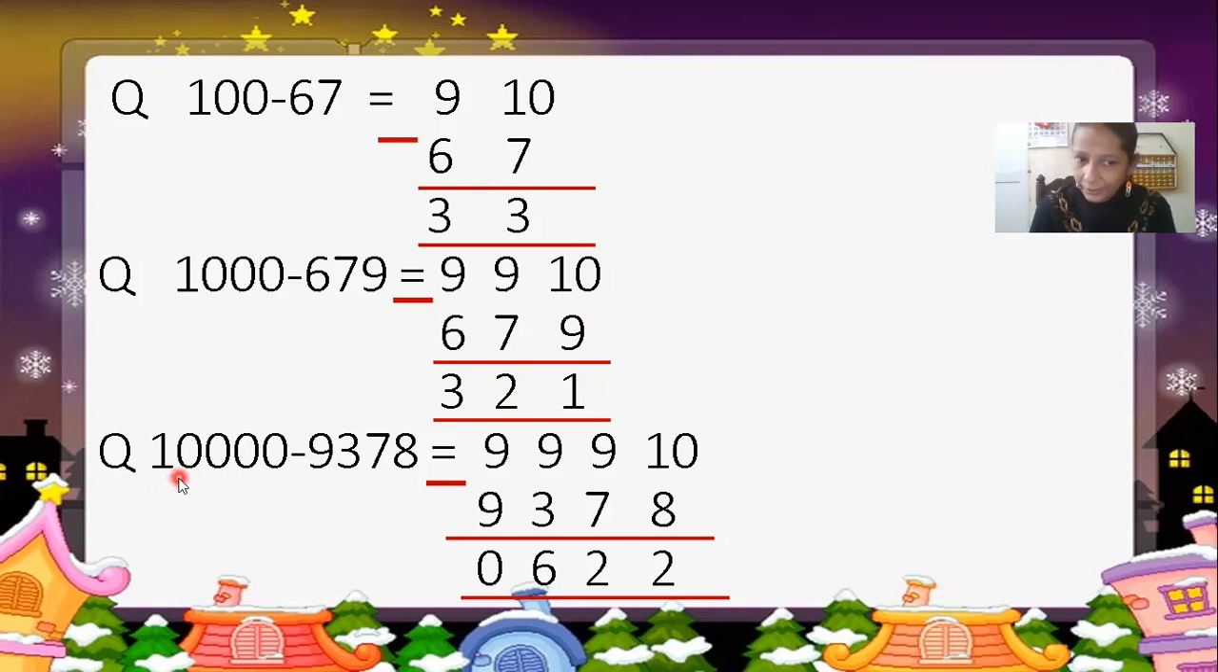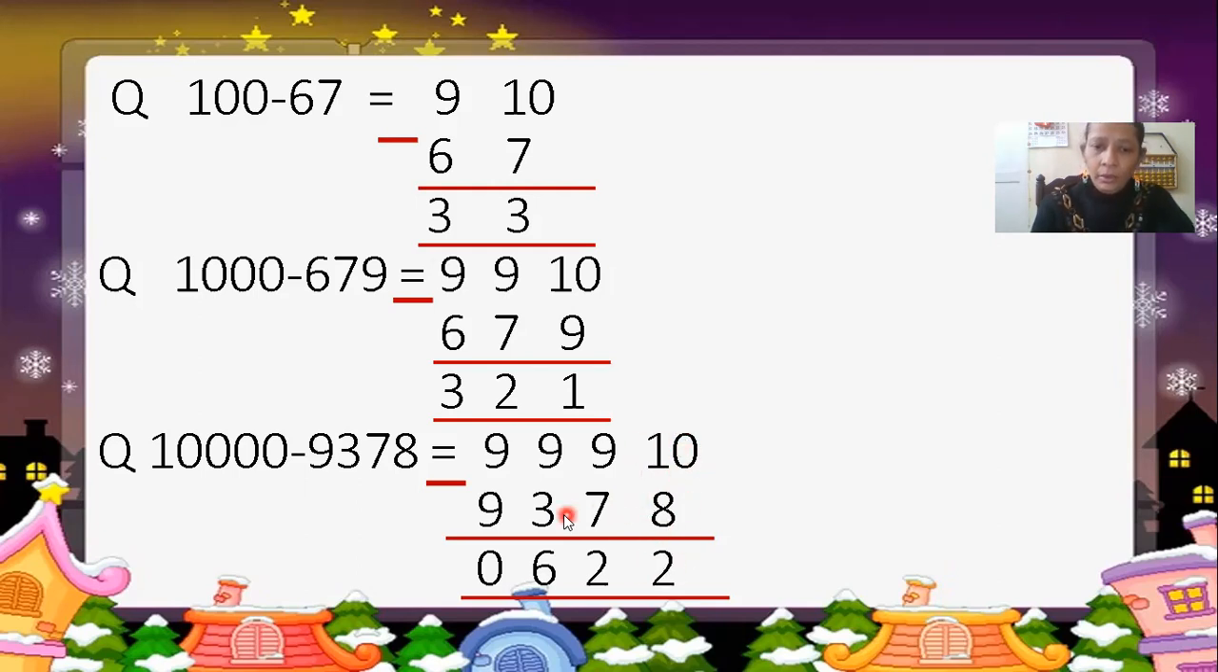Now you look at the next question. From 10,000 you have to do minus 9,378. So what is the last number in this? 8. You can clearly see this 8 is the last number. So you know the last from 10. So above 8 I have written this 10.